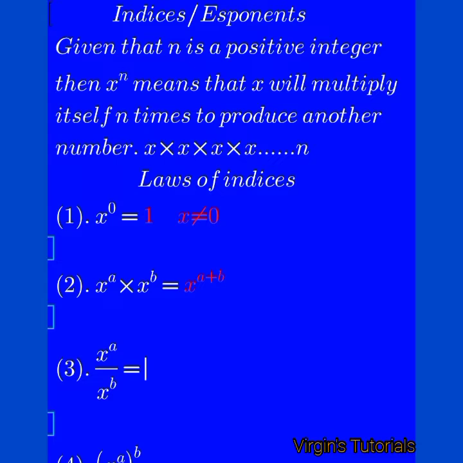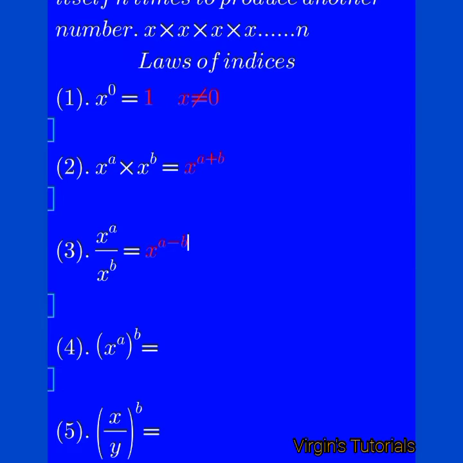The third one, x raised to the power a all over x raised to the power b. It's simple. Just take one of the x's to the power of a minus b. It shows that you are subtracting their indices after taking their base. So it's a very simple thing. Now, for the fourth, we have x raised to the power a, all raised to the power b. Just simply have x raised to the power a times b, and that's it.